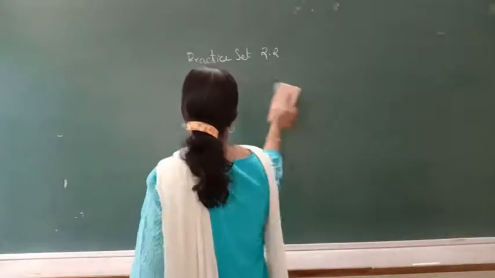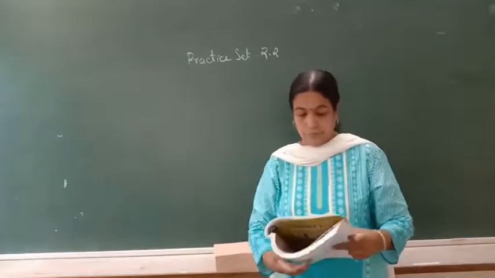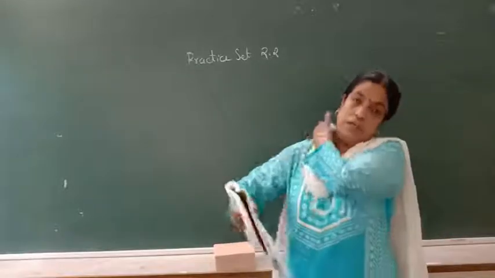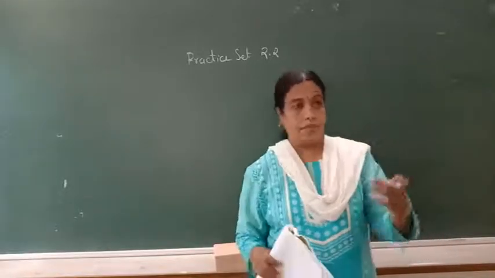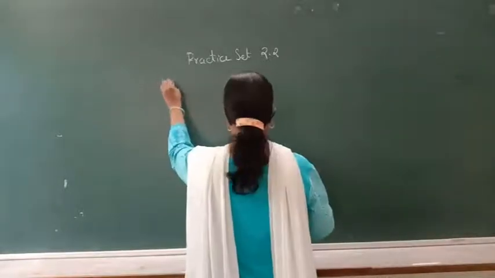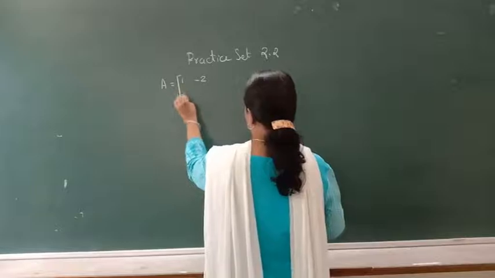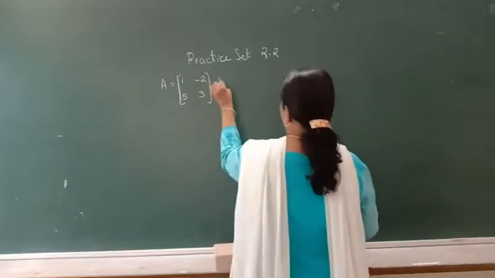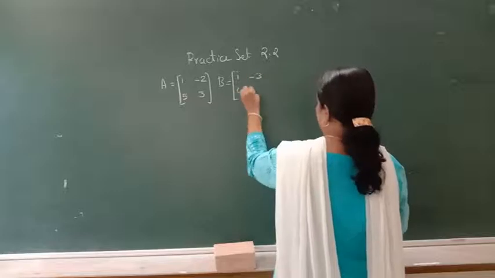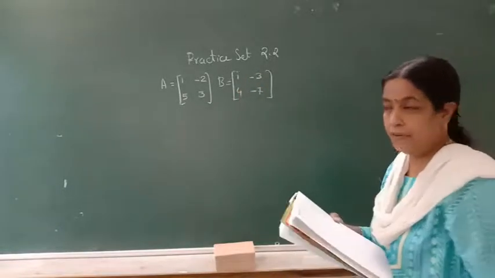Now next thing, we will see. This was a simple question. The first one, that is A plus B equal to B plus A, you can find it out. Now the second question is a little bit important. A is equal to [1, -2; 5, 3]. B is equal to [1, -3; 4, -7]. These are the two matrices given.